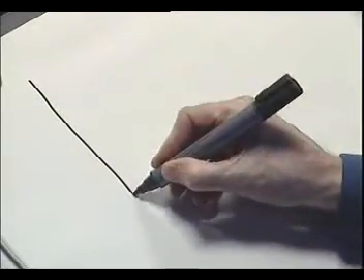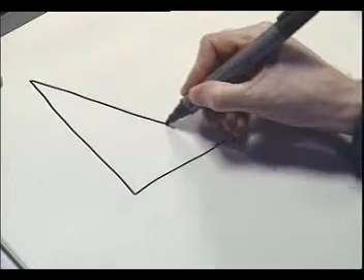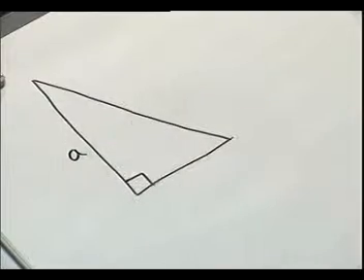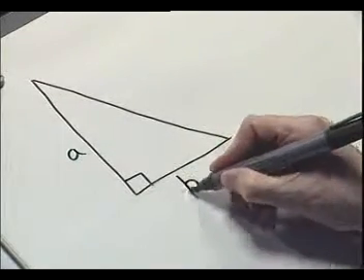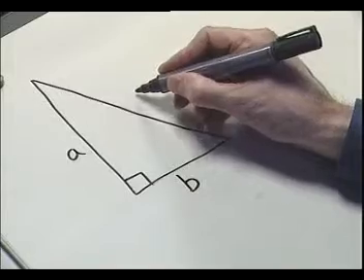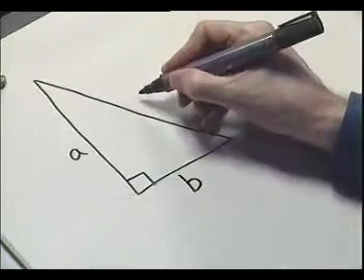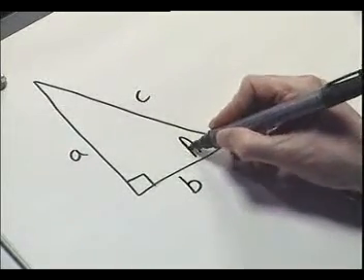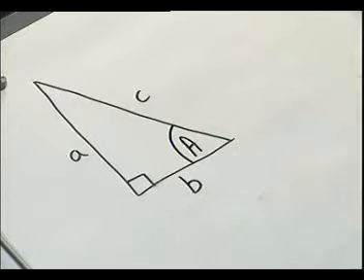But where we want to start is with the idea of a right-angled triangle and go back to the well-known theorem of Pythagoras. So let's begin with our right-angled triangle there. Put the right angle in, and let's label the sides and the angles. So we'll have this as a side of length A, this as a side of length B, and the hypotenuse, the side that is opposite the right angle, we'll call C. And I'll label this angle here the angle A.